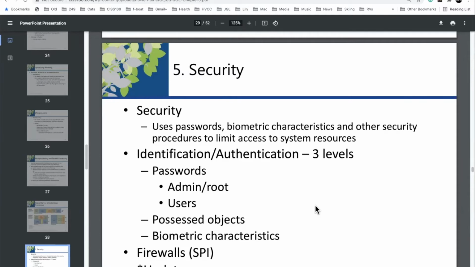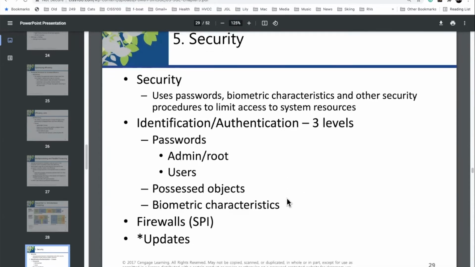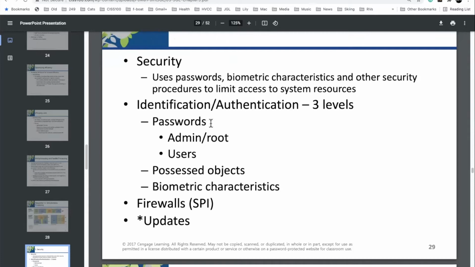There are 3 different levels of this identification authentication scheme. You can think of it as something I know, something I have, something I am. Those are the 3 different levels. The least secure, easiest to hack, is just something I know, username and password, right? This can be password cracked, it can be spoofed, quite a few things can occur here.